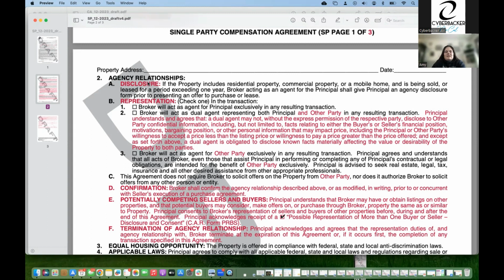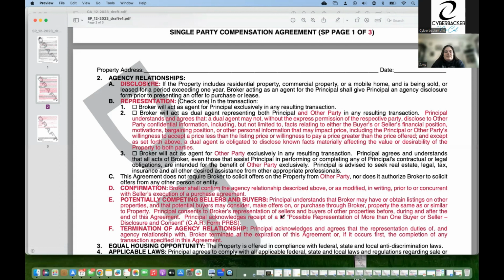Principal agrees and understands that all acts of the broker, even those that assist the principal in performing or completing any of the principal's contractual or legal obligations, are intended for the benefit of the other party exclusively. Principal is advised to seek real estate, legal, tax, insurance, and other desired assistance from the appropriate professionals. This agreement does not require the broker to solicit offers on the property from other party, nor does it authorize broker to solicit offers from any other person or entity.